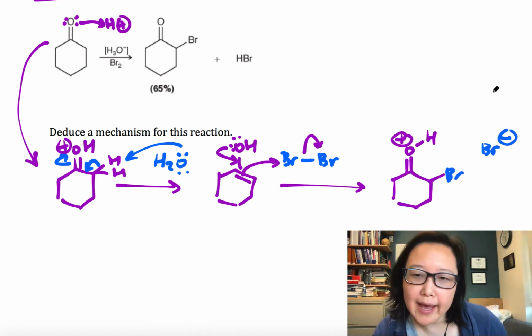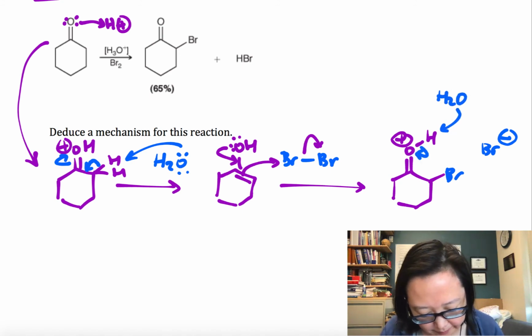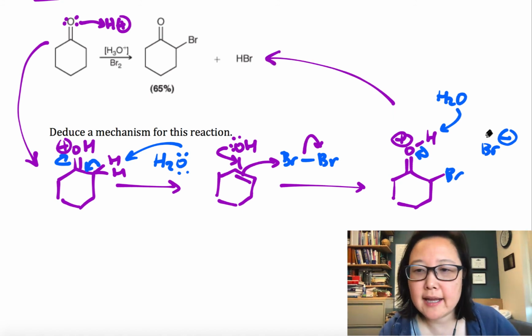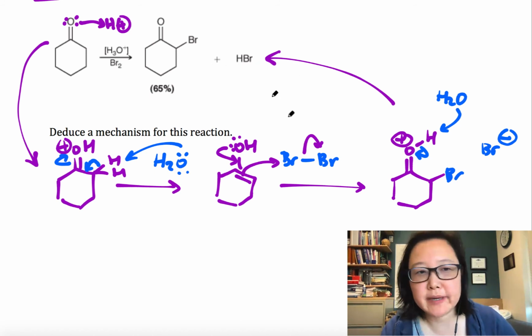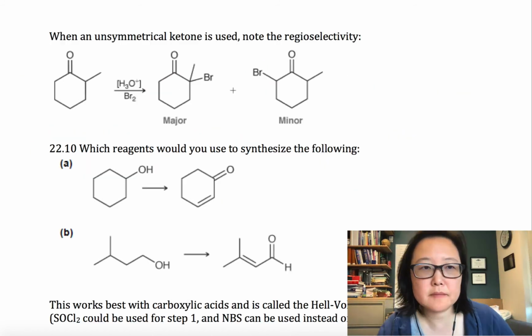Then we have plenty of water in solution to deprotonate this, and then we've got our monobrominated product right there. It's a net loss of a Br minus and an H plus, so they say plus HBr. But remember, this is strong acid, so it's mostly dissociated.